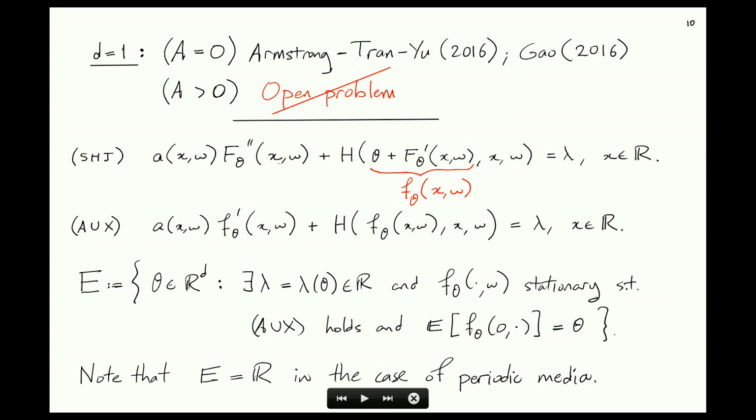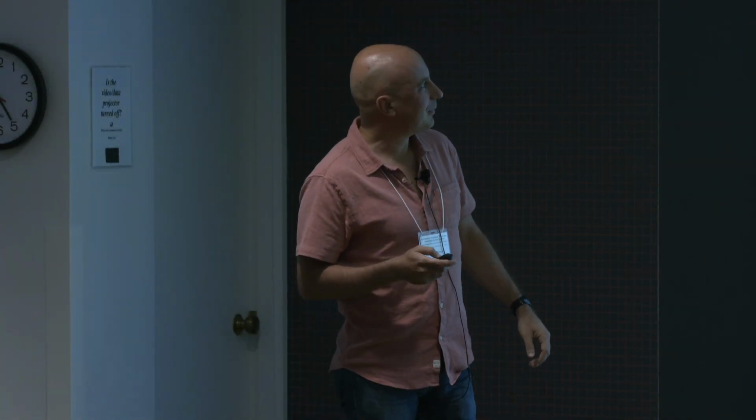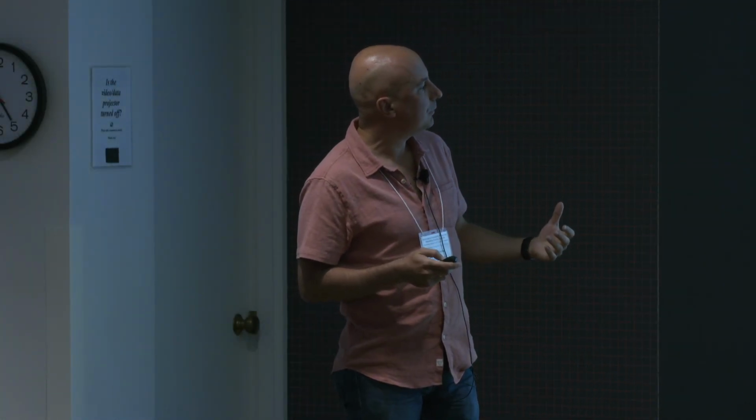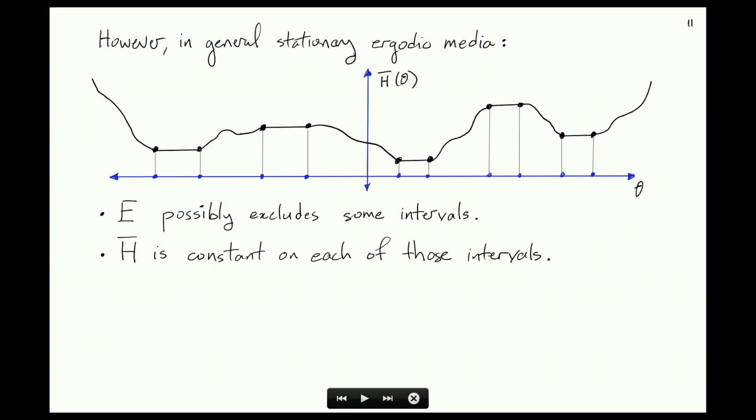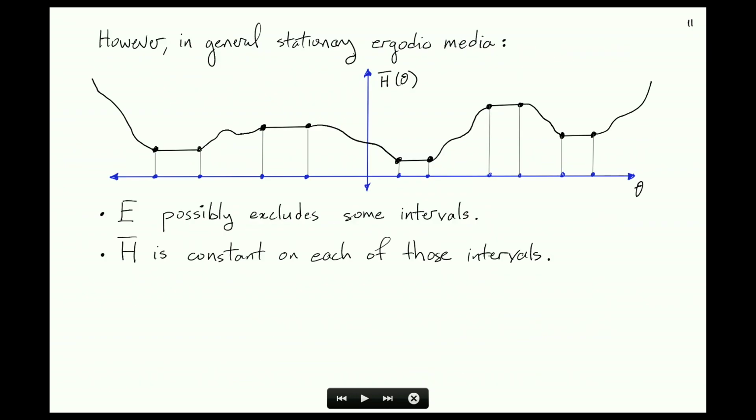Now, in our case, not everybody is good. It's like a good movie. You can't have everybody good. So in our case, what happens is, in both cases, inviscid and viscous, E actually possibly excludes some intervals.